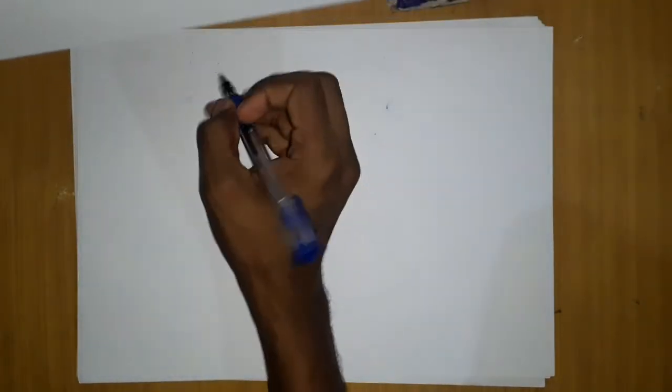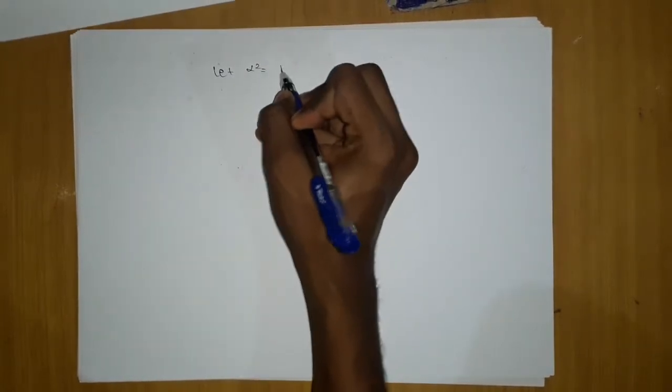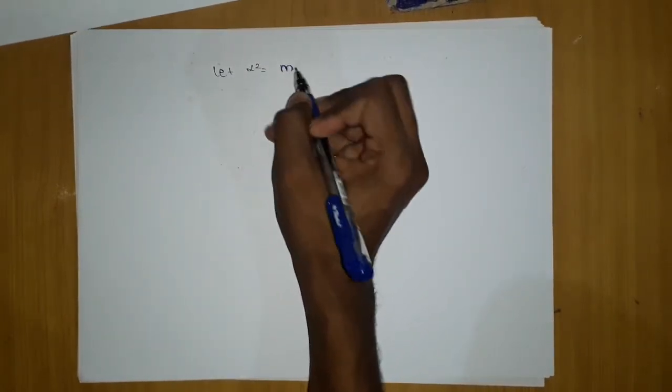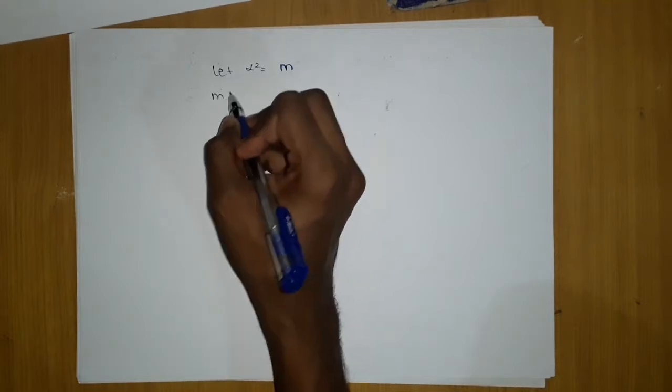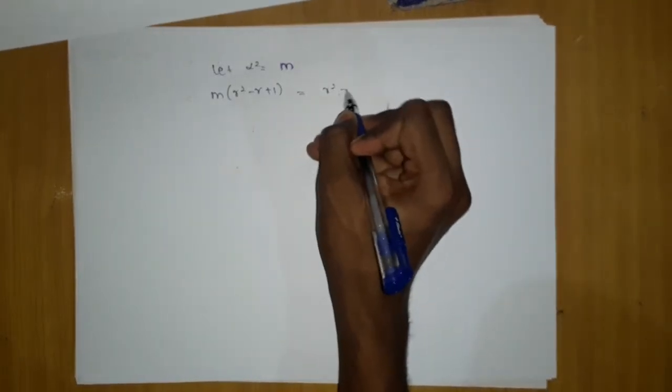Okay, now after this what we can do, always remember when you get something like this, try to remember your quadratic concepts, because there were some things which you had been taught. Let alpha square be m. Okay, let's take alpha square is equal to m. If I take m, then it will be m into r square minus r plus 1. I did nothing, just cross multiplied the things.